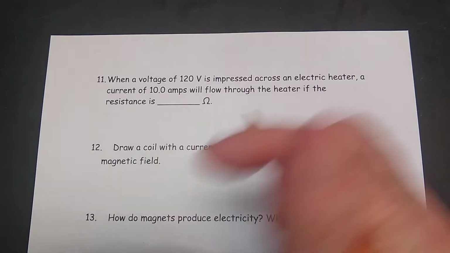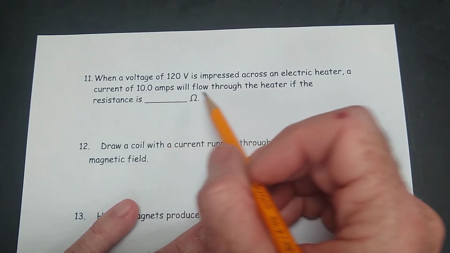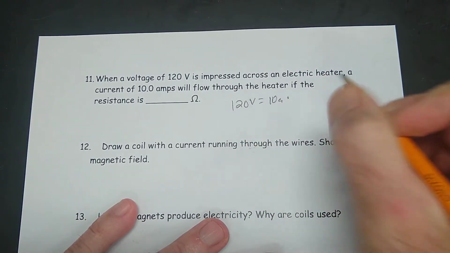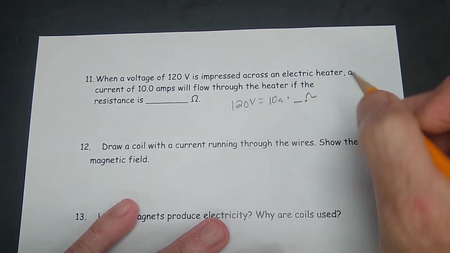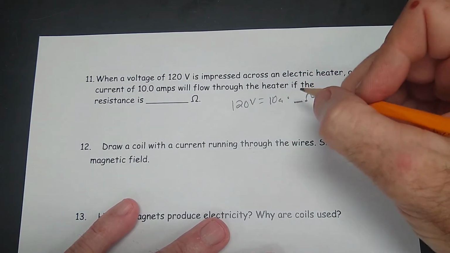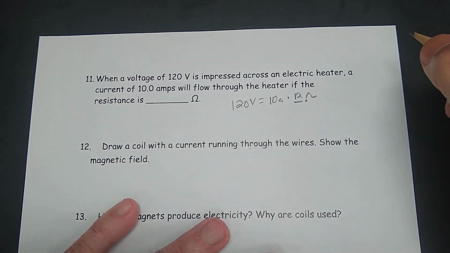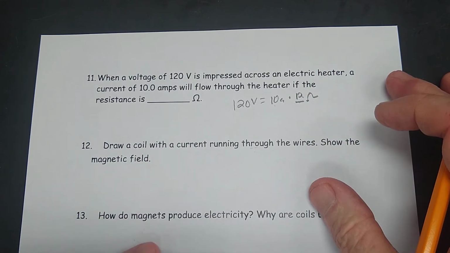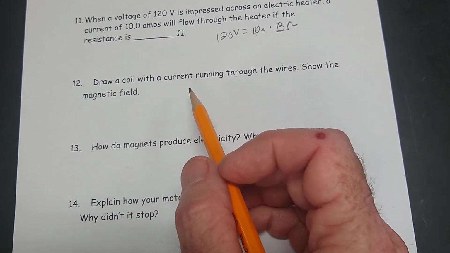When a voltage of 120 volts is impressed across an electric heater, a current of 10 amps will flow. If the heater's resistance is blank ohms, it's going to have to be, let's see, 12. Is that right? 10 times 12 is 120. Yep, 12 ohms.